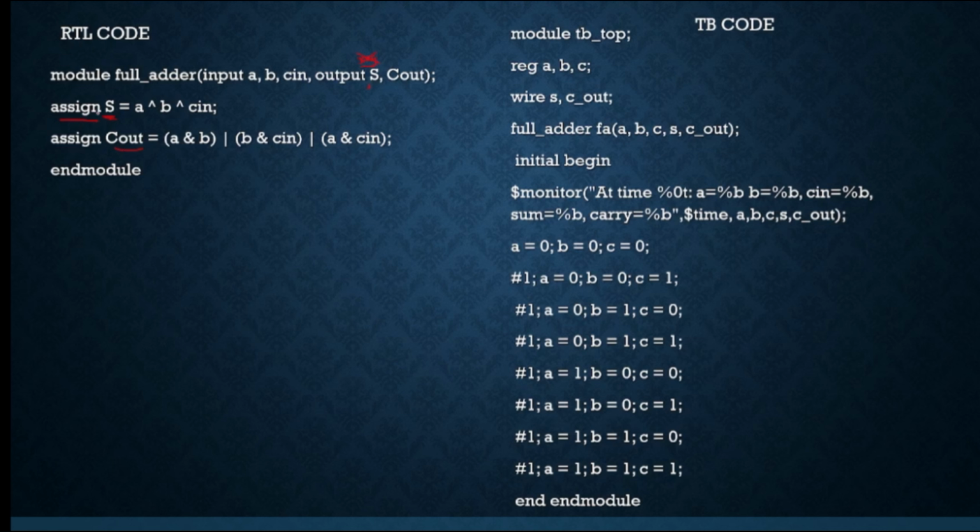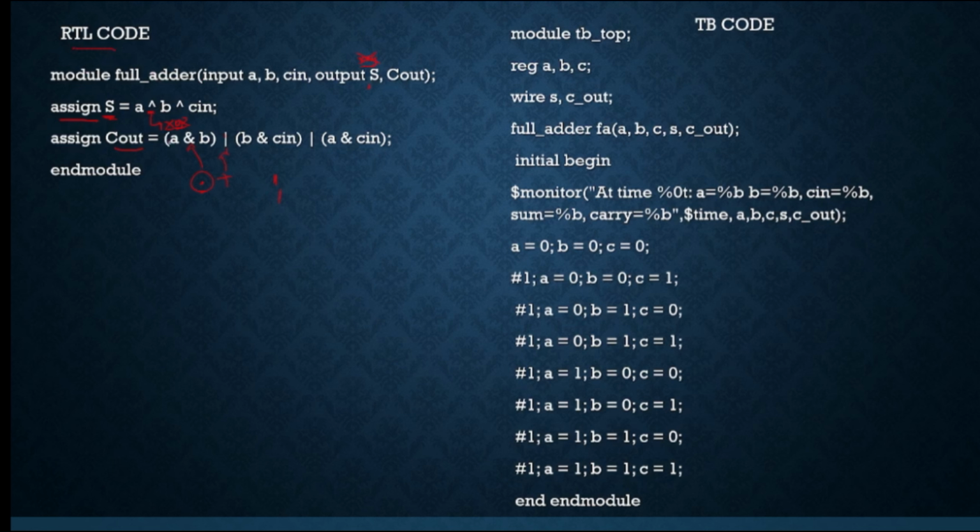So assign S. Now this is the XOR operator in data flow modeling. So A XOR B XOR C in, assign S equal to. Then assign C out equal to. You don't have dot and plus as operators. So instead of dot, you will be using the and symbol, and instead of plus, you will be using the or symbol. This or symbol will be like this. Clear? So this is how the basic RTL code will be.